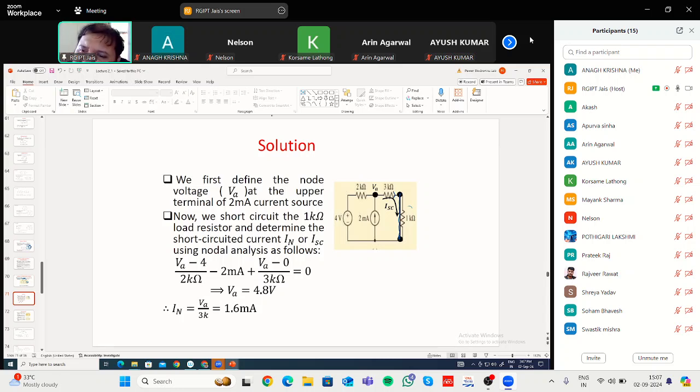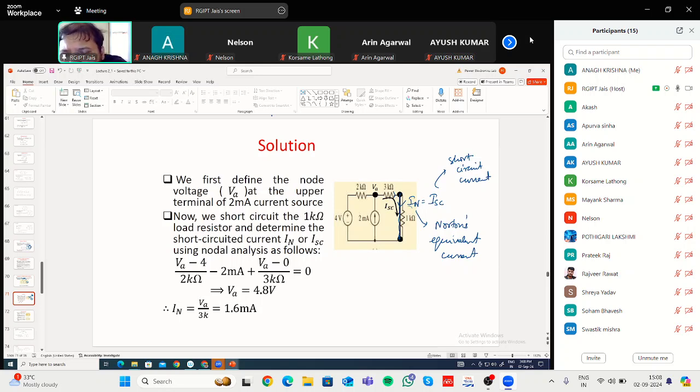But then the next step, you will be assigning one current. This may be IN or equal to ISC, the same thing. The Norton's equivalent current or short circuit current. Because you are trying to find the current passing through the short circuit. That's why ISC, short circuit current. In both ways, you can represent this. Now you have to find this ISC or IN. Okay? You have to find out ISC or IN.